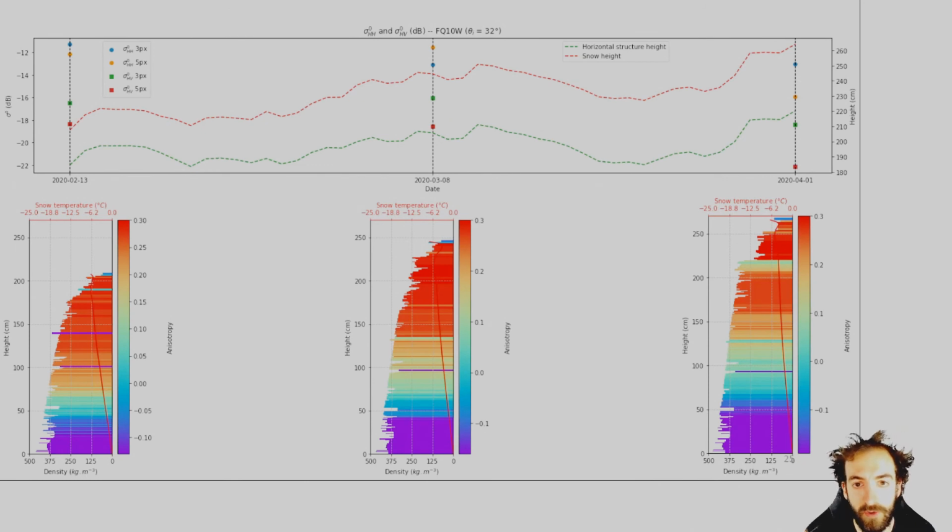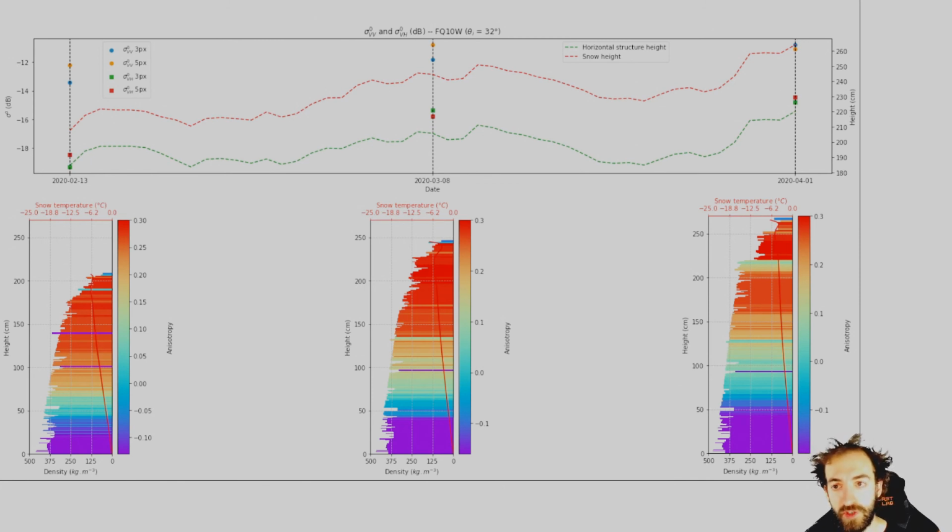Now this is the same plot, but for the FQ10 wide beam mode, so at a slightly lower incidence angle. Between the first two dates, there is not much change in the structure of the snowpack, and as a result, we don't see much change in the backscattered intensity. But between the second and third date, we can also see that this hard density slab is there, but this time it's buried under some new snow. As a result, we can see a slight decrease also in the backscattered intensity, again due to some specular reflection. We can see the same behavior in the VV-VH polarization, with a slightly lower drop.